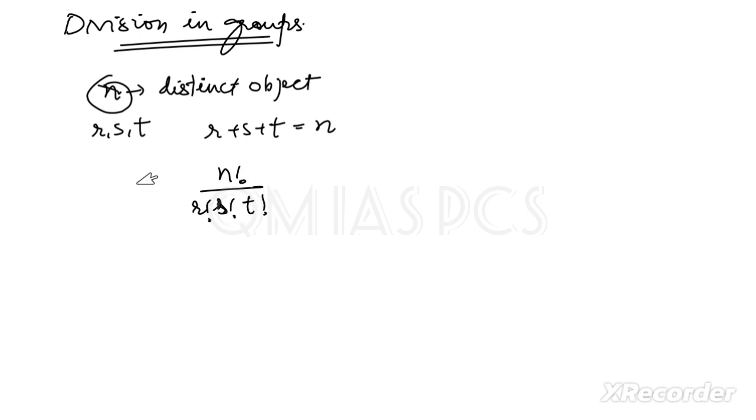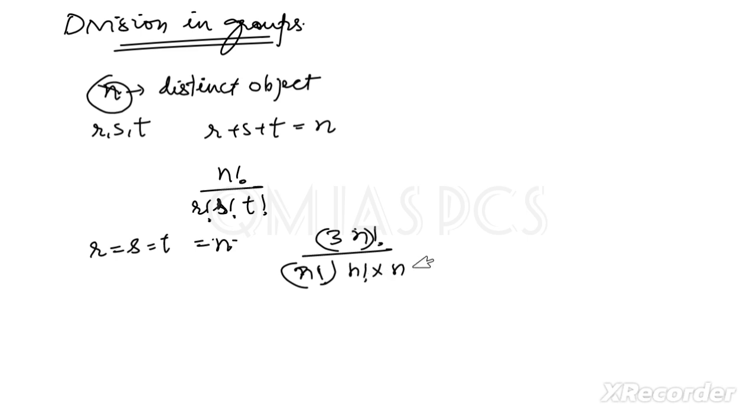But if I say these groups are equal, if we consider r is equal to s is equal to t, in that case we can consider each of them as n, then the numerator will be 3n. So 3n factorial, and here it is n factorial, n factorial, and n factorial. Then we have to divide by 3 factorial.